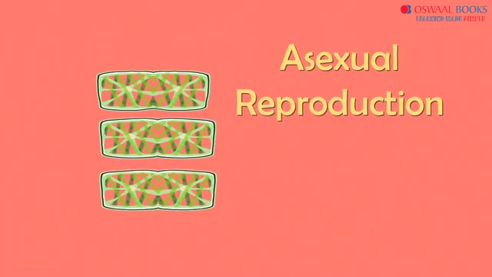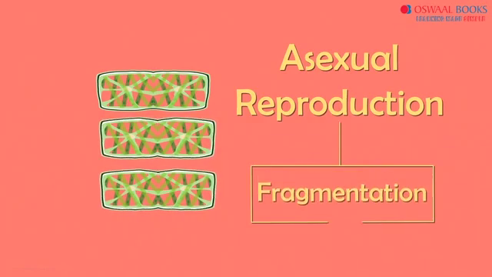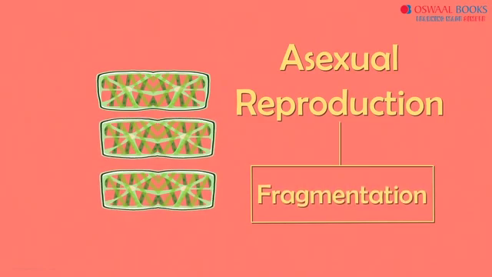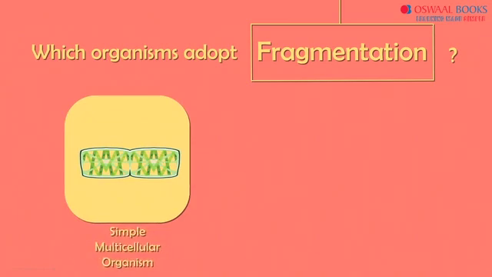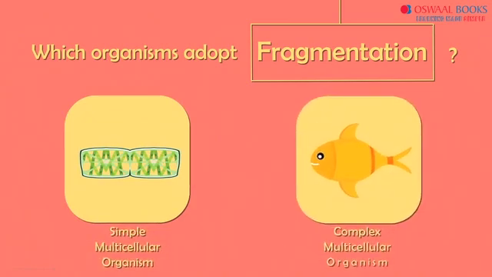And what is such a method of reproduction known as? It's commonly referred to as fragmentation. New individuals are formed from the fragments of the parent organism in this method of reproduction. But which organisms do you think adopt this mode of reproduction? The simpler multicellular organisms or the more complex ones?